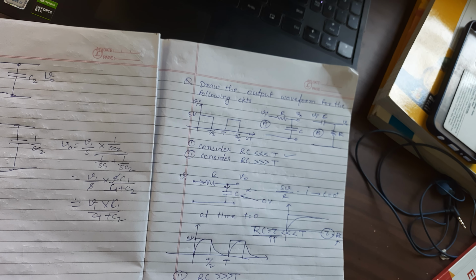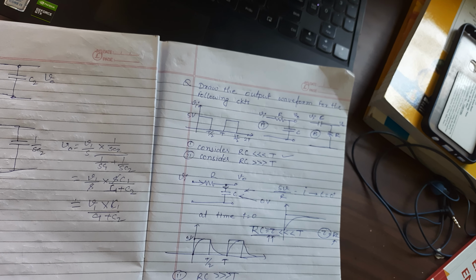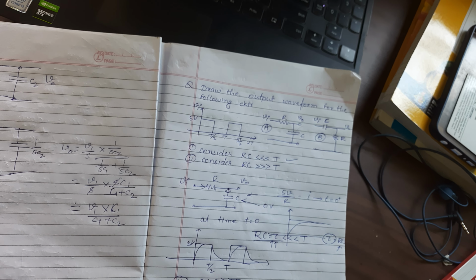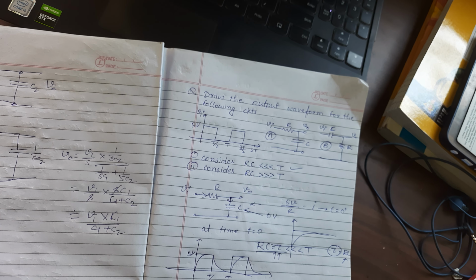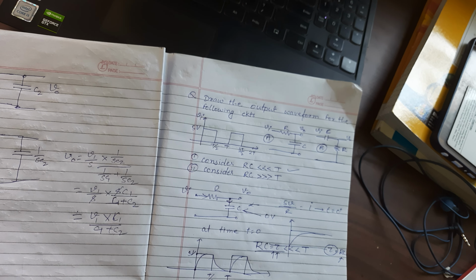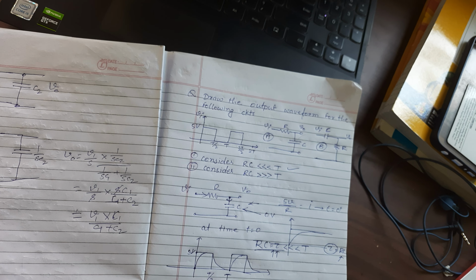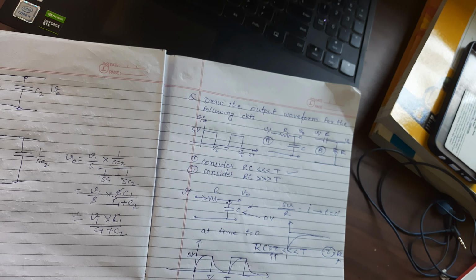It will discharge to some positive value v1. Let's say this value is v1. Again, when we see that the input is high, input is 5 volt, it will again try to charge. It will again try to charge up to fully.